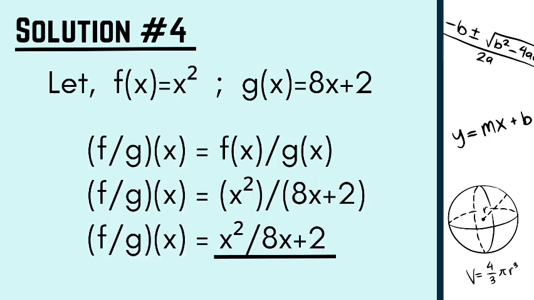The fourth solution is for the division, f over g of x. So f over g of x is equal to f of x over g of x. Again, let's substitute the value of f of x and g of x. So we get f over g of x is equal to x squared over 8x plus 2. So the final answer is f over g of x is equal to x squared over 8x plus 2.